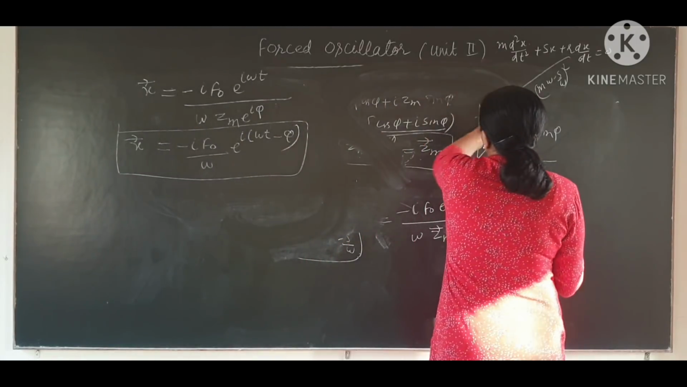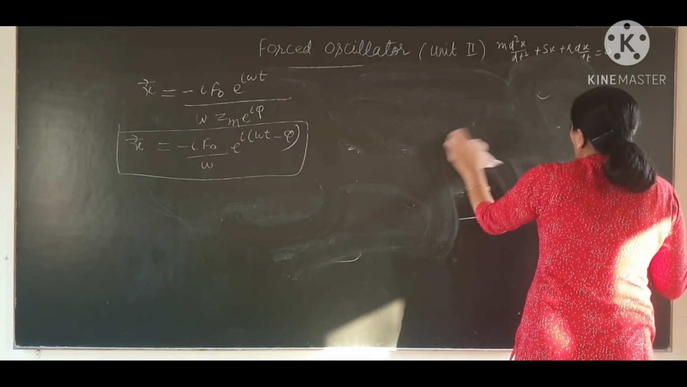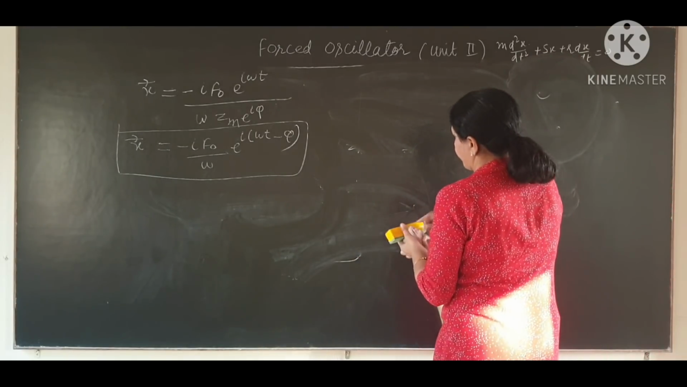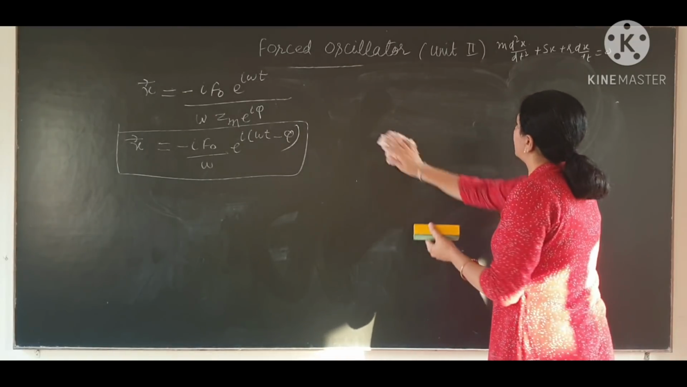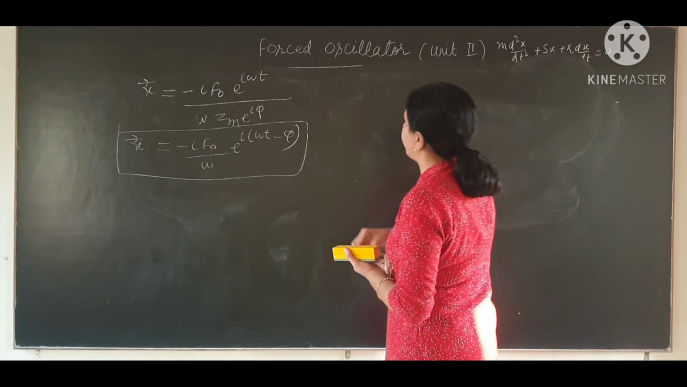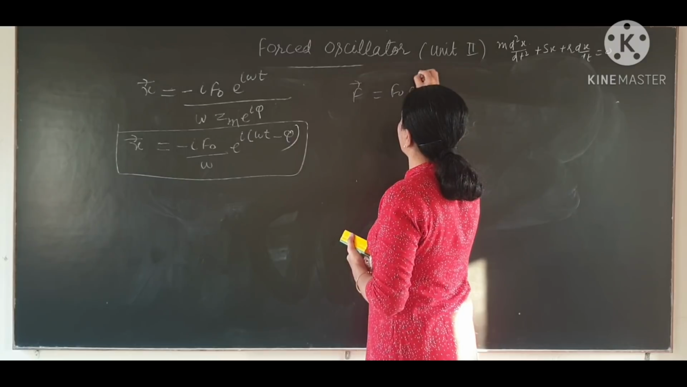Now you can also put f is equal to f naught e raised to power iota omega t.